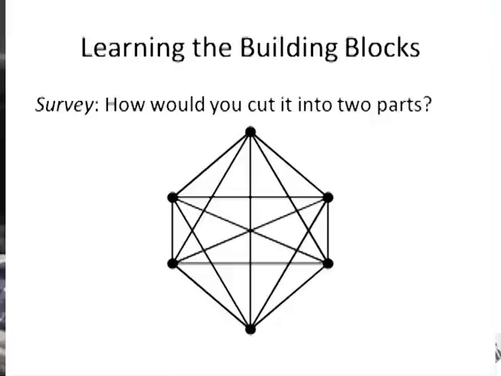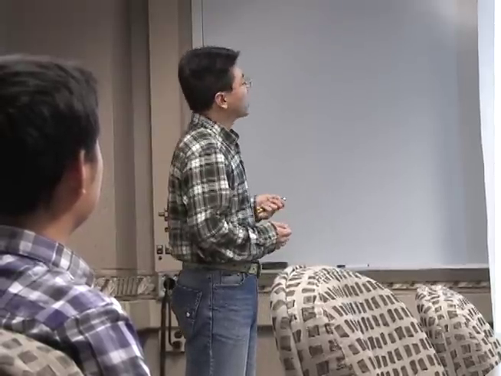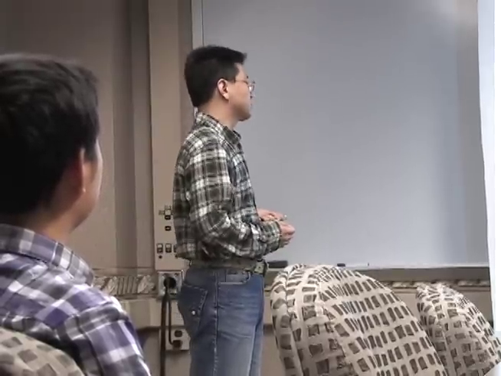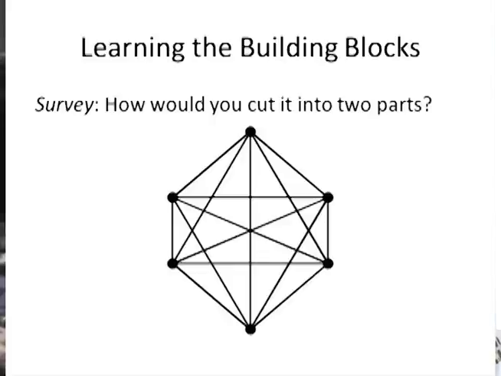So before we go on, let's first do a survey. Suppose I give you this graph, fully connected, with different weights on the edges. I ask you to cut it into two pieces. How are you going to cut it? What's the criteria? What do you want to get? I only tell you, okay, to cut it into two pieces.